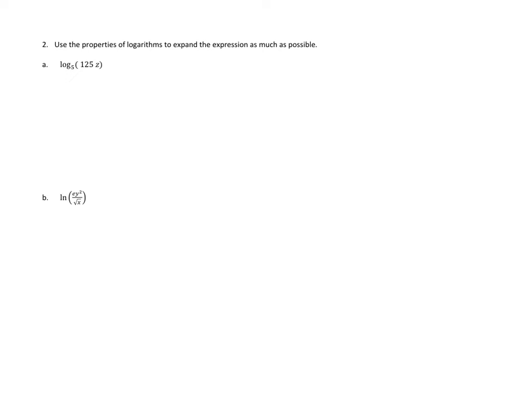In question 2, we'll expand these expressions using the properties of logarithms. Starting with A, log base 5 of 125 times the variable z. Well, if you have a product, that can be re-expressed as a sum. All right. Can we simplify this any further? And it looks like we can. Log base 5 of 125. What is that?